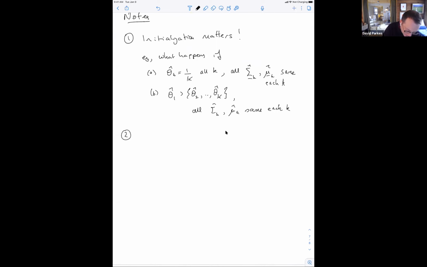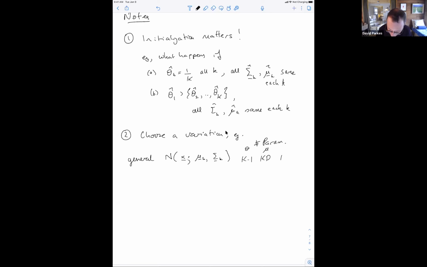The other thing I want to tell you is that you can choose a variation on what we've talked about. E.g., we've been talking so far about the general approach, where you have general multivariate Gaussians for each component. How many parameters are there here? Well, I've got k minus one for my thetas. I've got k times d for my means, and I've got k times d squared for my covariances. Or you can say, no, I'm going to insist that my multivariate Gaussians are diagonal. So this is the independent case from naive Bayes: k minus 1, kd, kd. So you've got fewer parameters now.